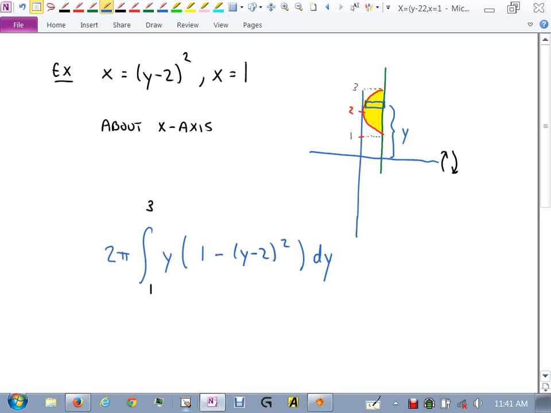I mean, that's the exact same problem. Everything switched. All the x's and y's switched. But I just want to show you that with shells and washers, you pretty much can handle any region wrapped around any vertical or horizontal axes, as long as the axis doesn't cross through the region or something like that. Okay? Any questions?